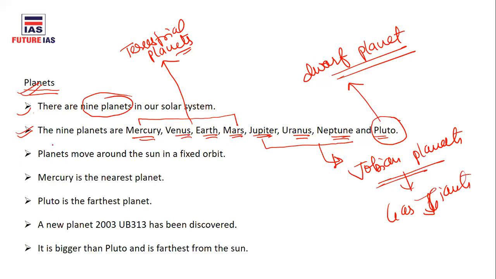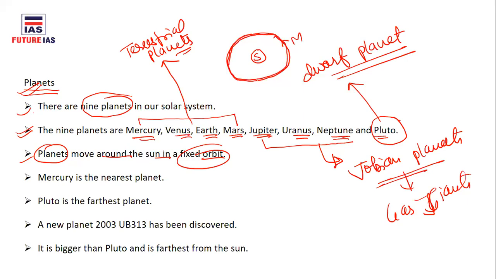These planets generally move around the sun in a fixed orbit. For example, if this is the sun, and this is the orbit of Mercury, Mercury would revolve in this manner. This path of Mercury is called its orbit. Mercury is the nearest planet.